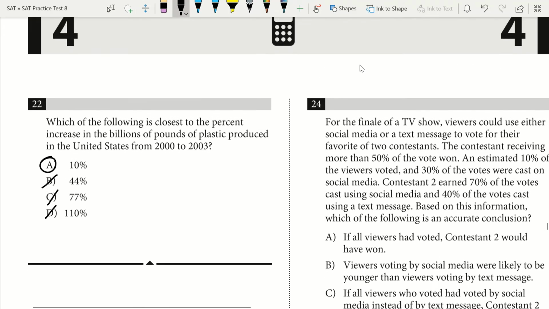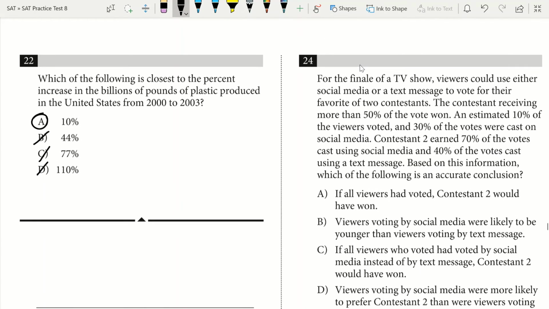Question 24. For the finale of a TV show, the viewers could use either social media or text message to vote for their favorite of 2 contestants. The contestant receiving more than half the vote won. An estimated 10% of viewers voted. 30% of the votes were cast on social media. Contestant 2 earned 70% of the votes cast using social media and 40% of the votes cast using text message. Based on this information, which conclusion is accurate? If all viewers had voted, contestant 2 would have won.